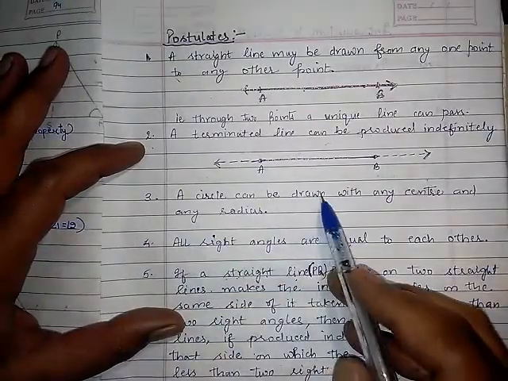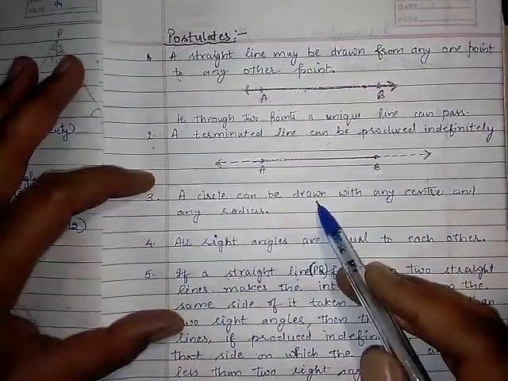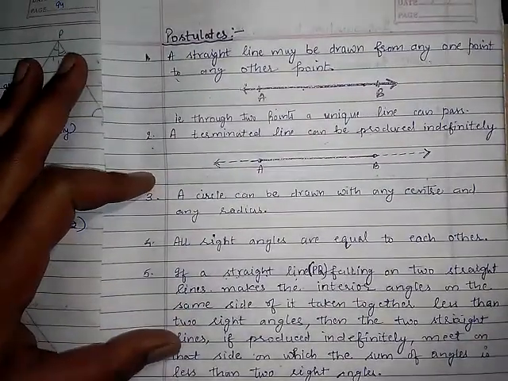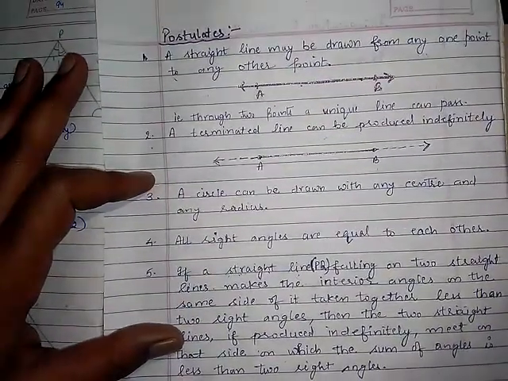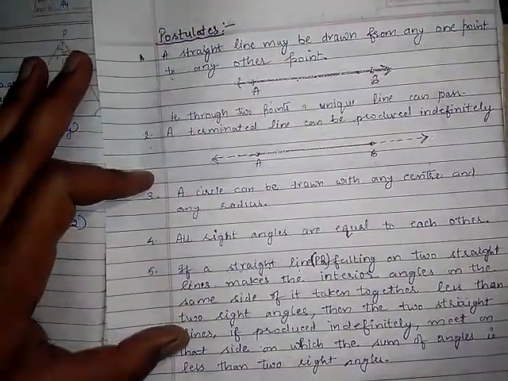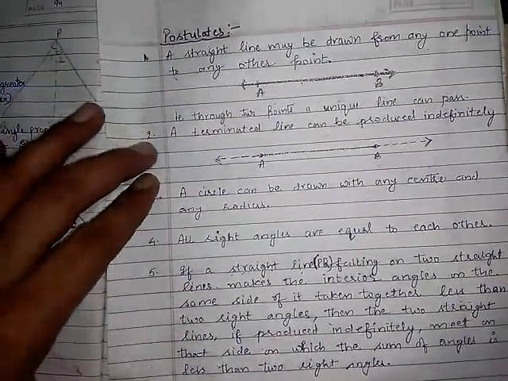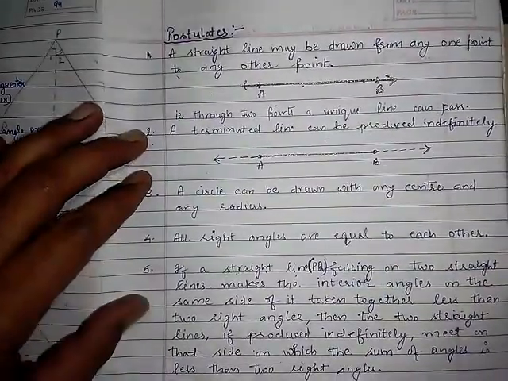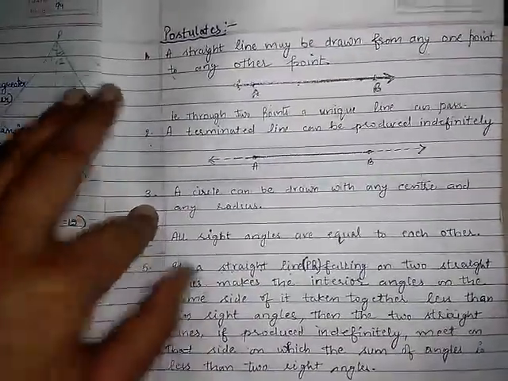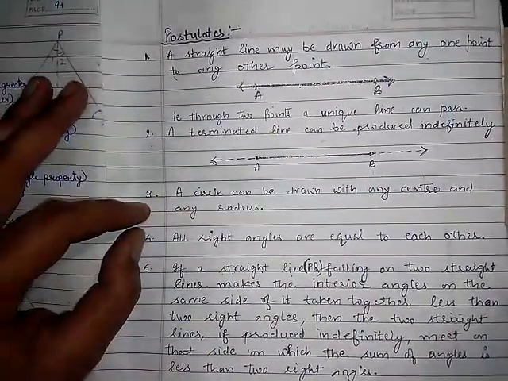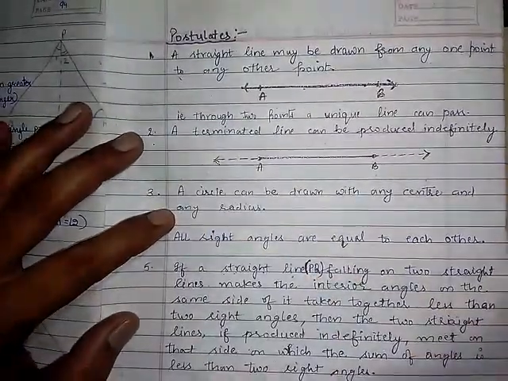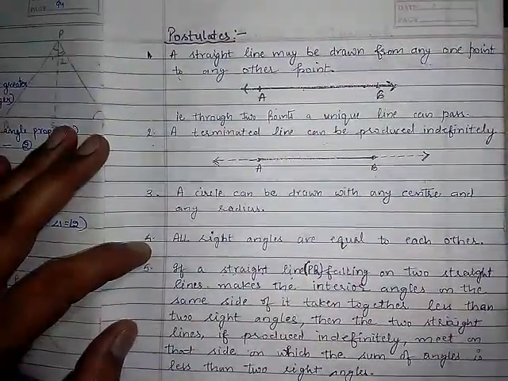A circle can be drawn with any center and any radius. So this is your choice. You can take the center of the circle anywhere, and you can take the radius of any measurement, 2 centimeter, 3 centimeter, 4 centimeter. That depends on your choice. So you can draw any circle with any center and any radius. It is not fixed that you will always draw the circle of 3 centimeter radius only. You can take any radius according to your choice.